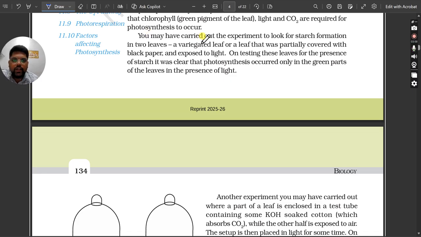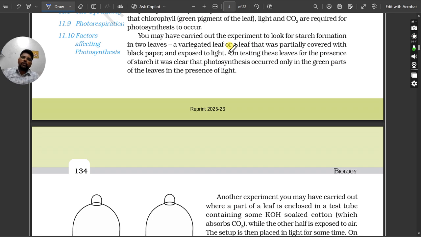You may have carried out the experiment to look for starch formation in two leaves, a variegated leaf or a leaf that was partially covered with black paper and exposed to light. So there's a starch iodine test, where iodine is mostly orange in color. When you put iodine on starch, if the substance has starch, it will turn blue to black. If the substance doesn't have starch, it doesn't change color.